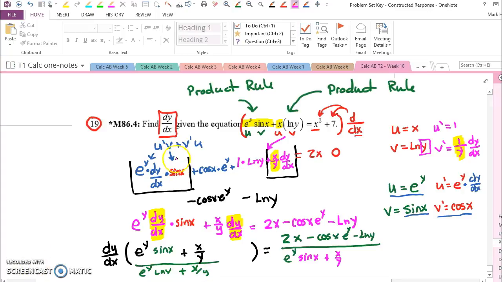One thing I realized, I took the wrong v for this second derivative. v should have been sine of x, not ln of x. So I've changed that everywhere. You may have seen that as you were watching the video. And so now dy/dx equals 2x minus cosine x e to the y minus ln of y, all over e to the y sine of x plus x/y.